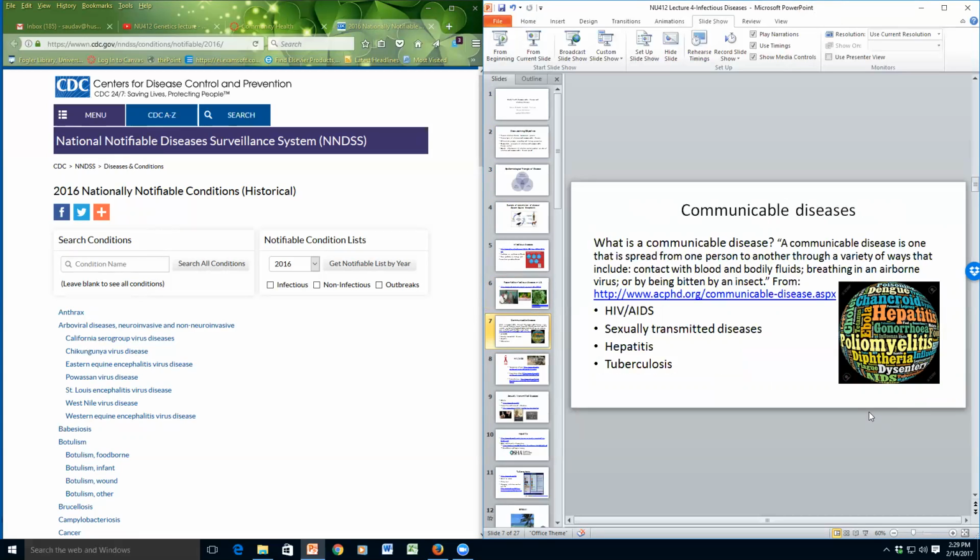So a communicable disease is a disease that is spread from one person to another in a variety of ways. For example, contact with blood and body fluids, breathing in an airborne virus, or being bitten by a mosquito or an insect. HIV, AIDS, sexually transmitted diseases, hepatitis, tuberculosis, polio, diphtheria, all of those are considered communicable diseases.